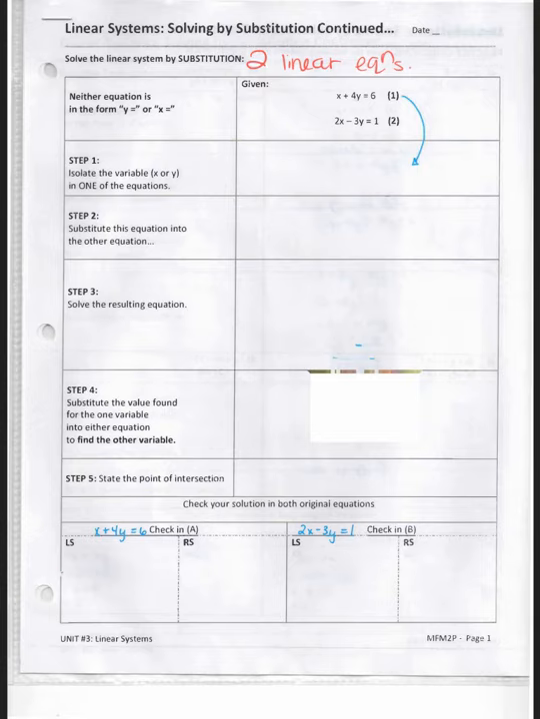So today's lesson is going to be, what do we do if neither of the equations that I have looks like an x equals or a y equals equation? So the first thing we're going to do is isolate our variables. We're going to isolate x or y in one of the equations. I'm going to isolate x in my first equation. And remember that isolate just means that we're going to get it by itself, okay?